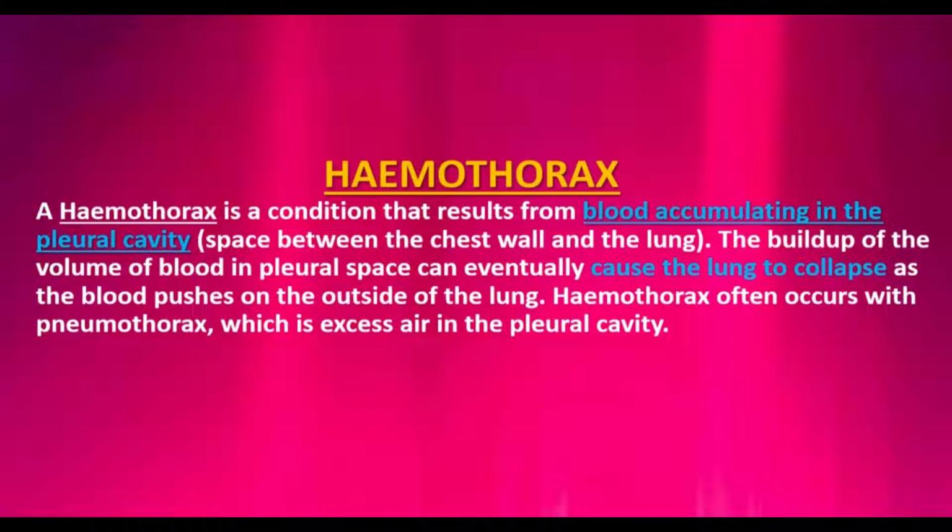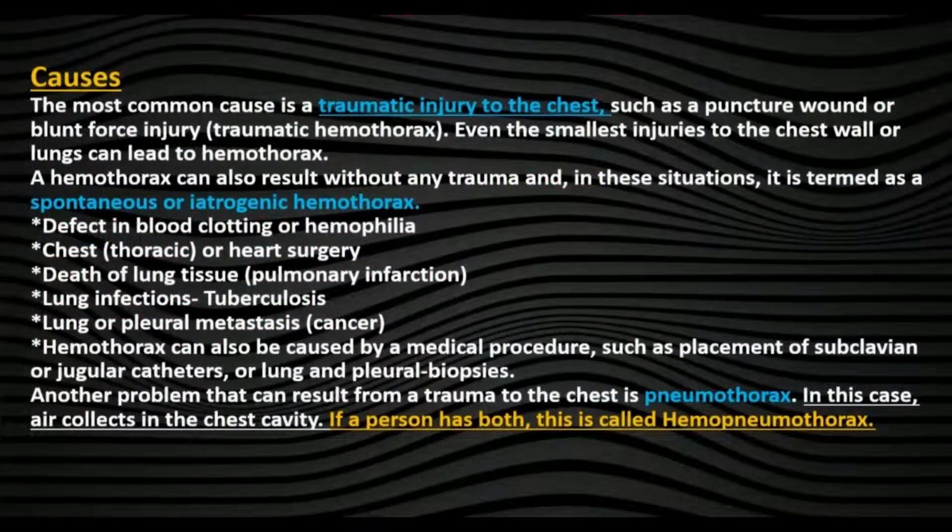Causes. The most common cause is a traumatic injury to the chest, such as a puncture wound or blunt force injury. Even the smallest injuries to the chest wall or lungs can lead to hemothorax. A hemothorax can also result without any trauma, and in these situations, it is termed as a spontaneous or iatrogenic hemothorax. Other causes include defect in blood clotting, chest surgery, death of lung tissue, lung infections, lung or pleural metastasis.